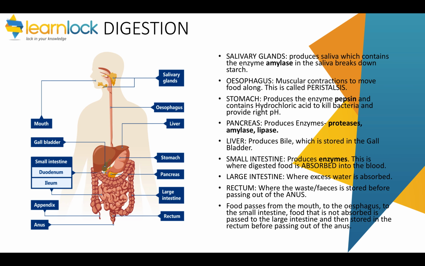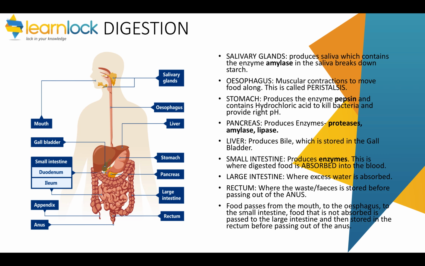The food then passes down the esophagus, and this contracts with muscular contractions to move the food along. The food then lands in the stomach. The stomach has enzymes in it, such as pepsin, which is actually a protease, which breaks down protein, and it contains hydrochloric acid, which kills bacteria and gives the right pH for the enzymes.